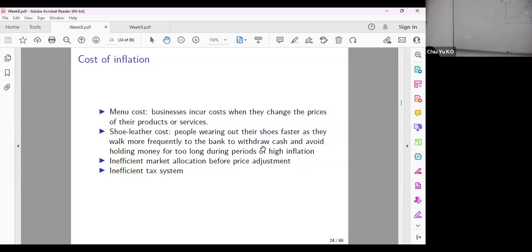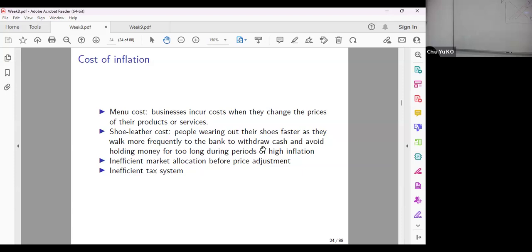You have to write it, right? Change some prices, then you have to take time to revise. There's a menu cost. The other one is the shoe leather cost, which means that in the old days, people have to spend cash, right? People have to walk to the bank to get money, because of inflation, people don't want to keep money in their pocket. They put it in the bank, get an interest rate. So that is called the shoe leather cost.